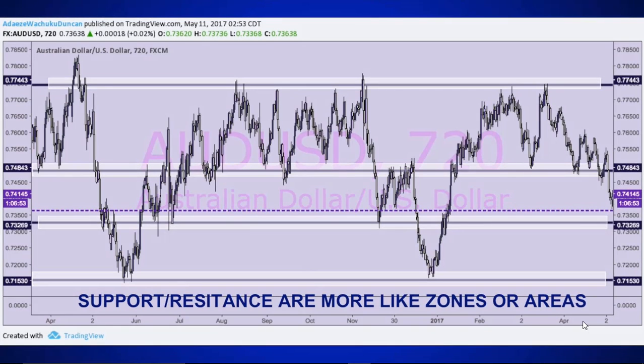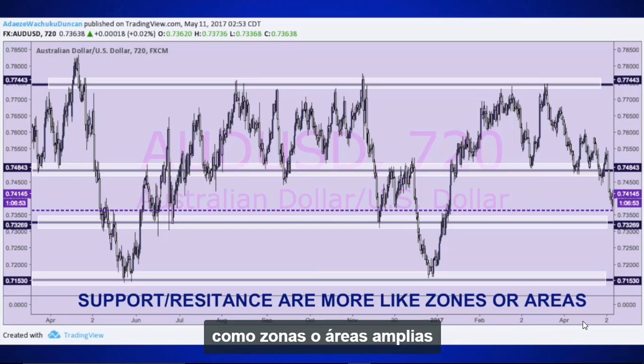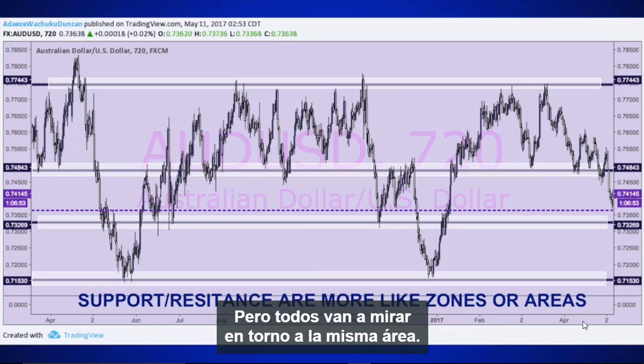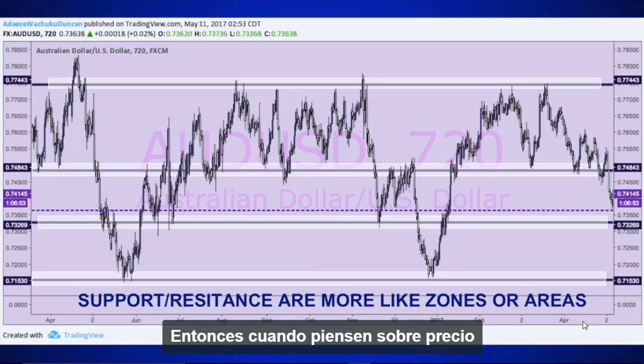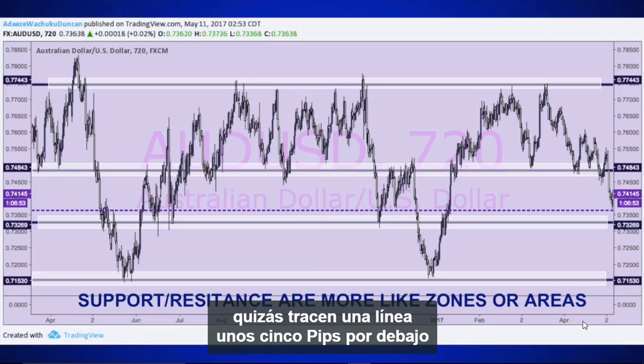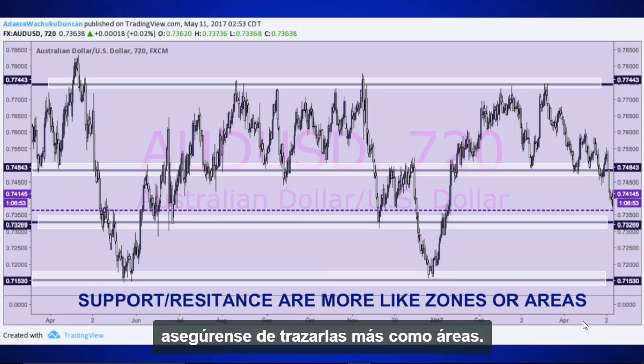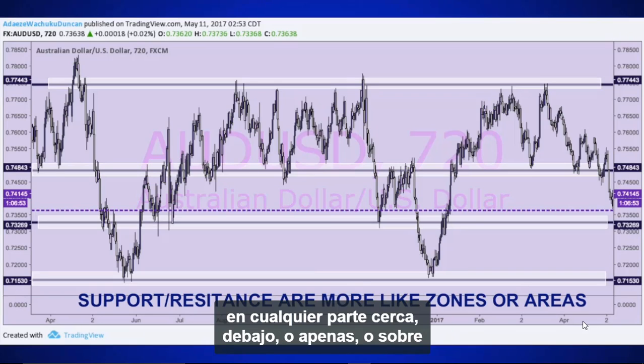So the reason why I have them drawn as zones or broad areas is because not everybody is going to be looking at the exact same place, but they're all going to be looking around the same area. So when you think about price and it having a reaction, maybe you drew the line about 5 pips below somebody else on the other side of the globe, but everybody across the globe all sees the same area. So when you draw them, make sure you draw them more like areas. If you put a line there, know that price can react anywhere near, below, or slightly above that area that you drew.